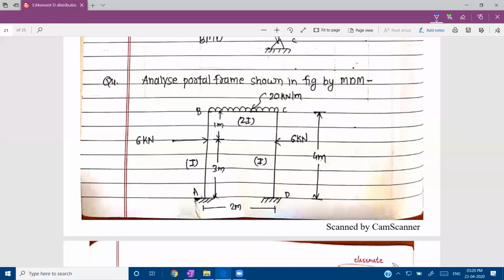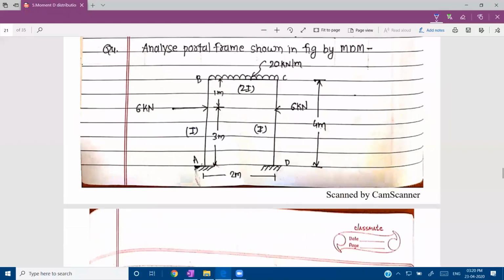So what we have to do, first of all we have to calculate span moment for each case, then fixed end moment for each case, then next we have to calculate distribution factor at joint B and at joint C, and then the MDM table. So in this here only I will explain.